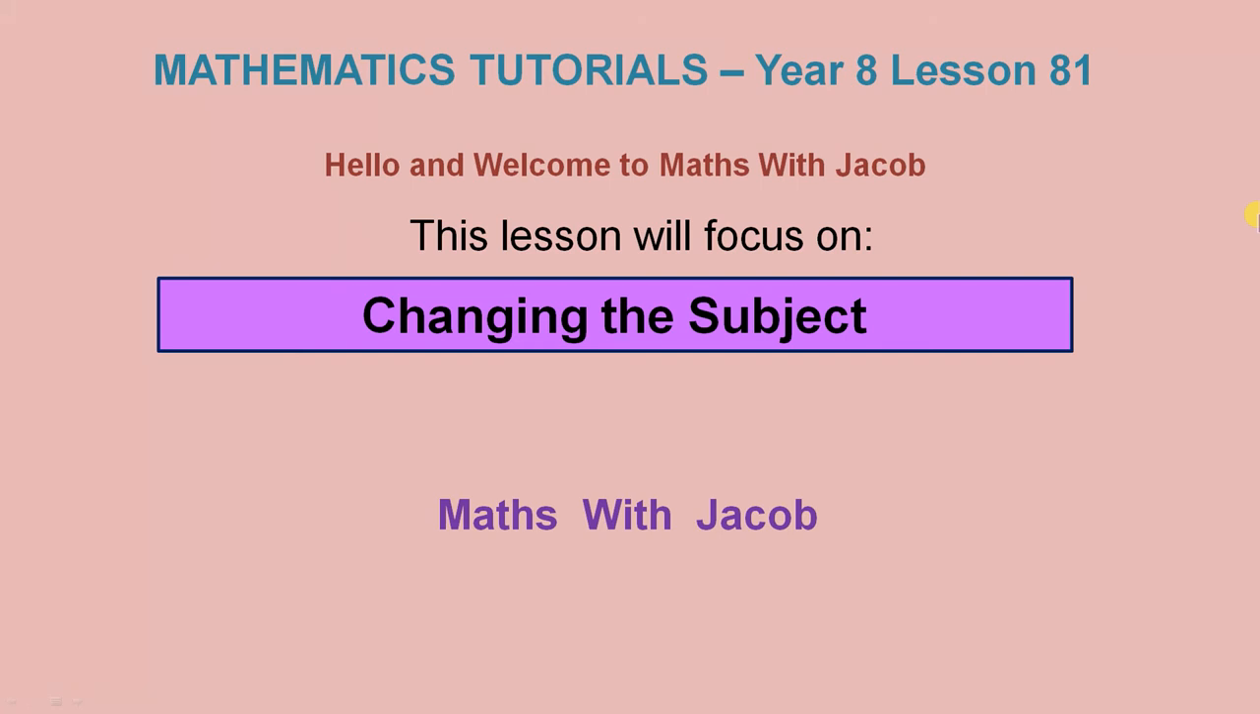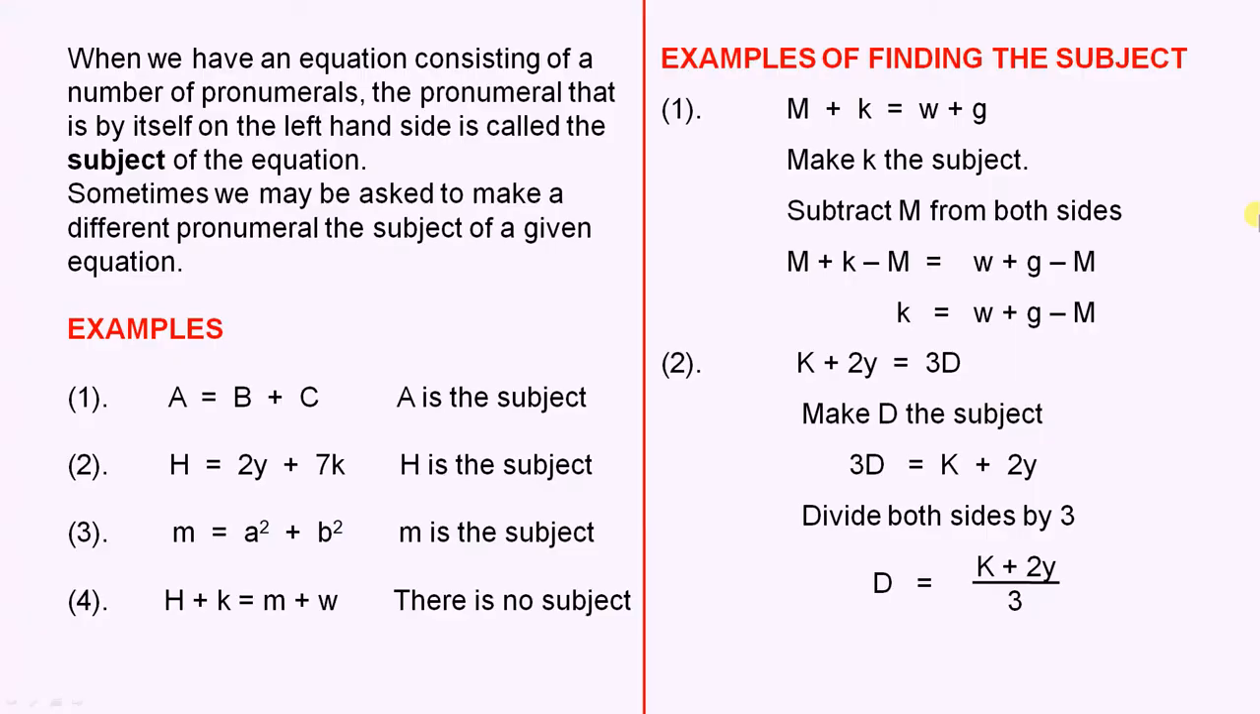This lesson will focus on changing the subject. When we have an equation consisting of a number of pronumerals, the pronumeral that is by itself on the left-hand side is called the subject of the equation. Sometimes we may be asked to make a different pronumeral the subject of a given equation. Let's look at some examples.